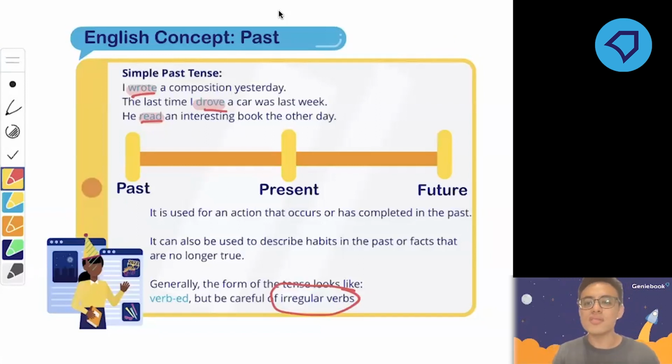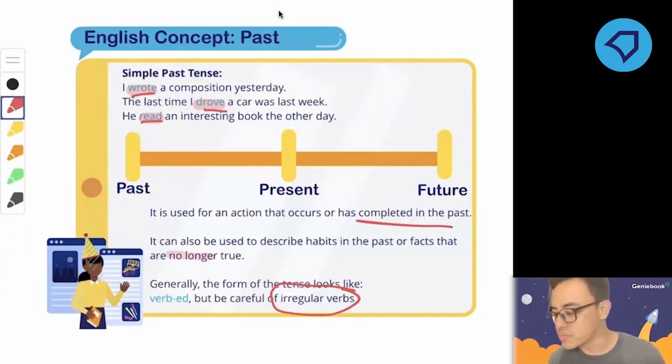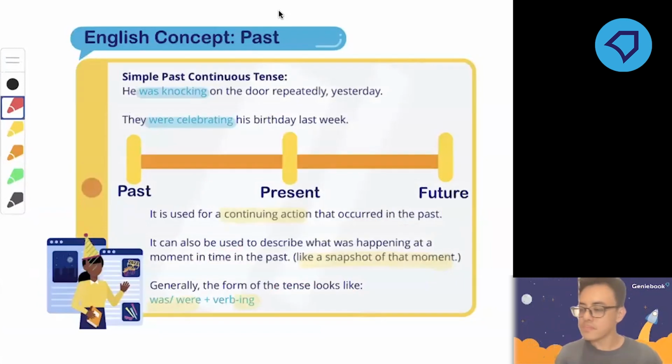So I wrote a composition yesterday. All these are in past tense. They happen in the past, but the important thing to know is that the action is completed in the past, and these facts are no longer true. So they happened in the past, they ended in the past, they're no longer this way anymore. So this is the simple past tense.